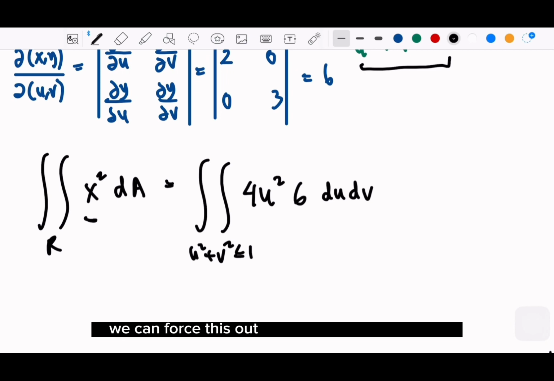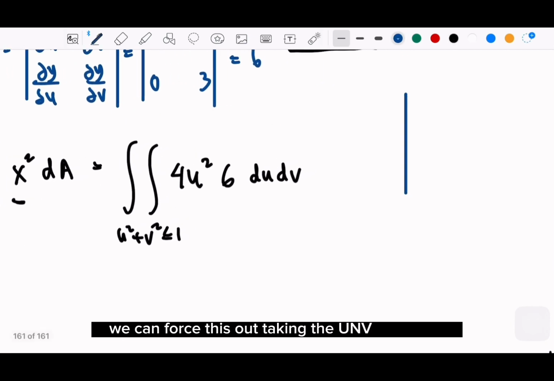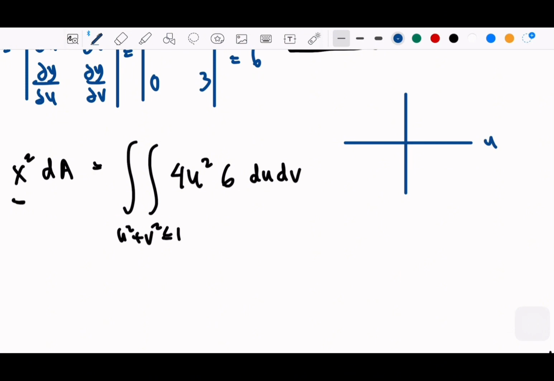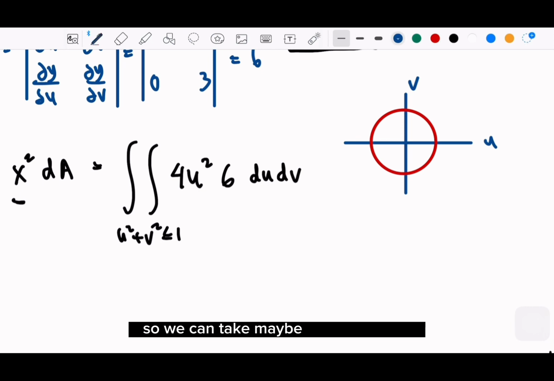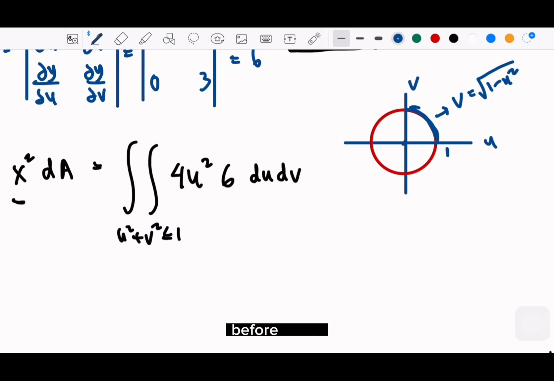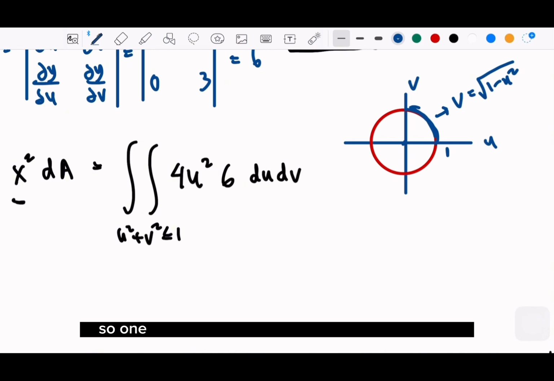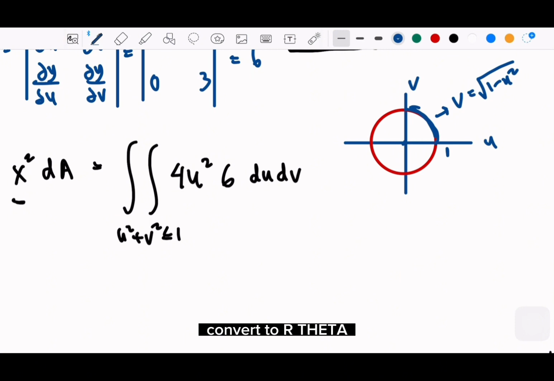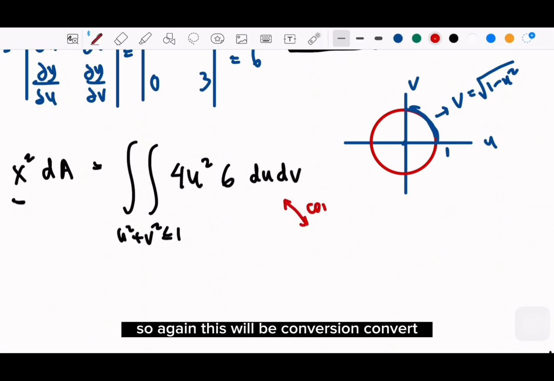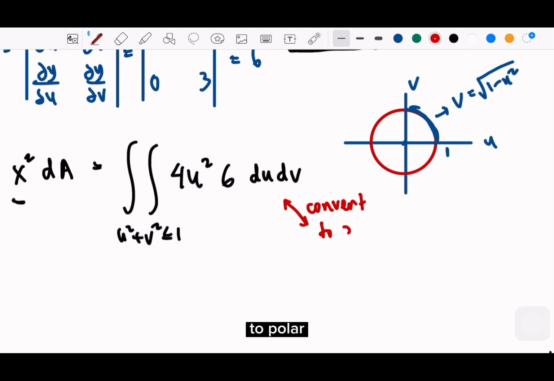We can force this out, taking u and v using this circle like this. So we can take maybe u from 0 to 1, and then v from 0 to this equation here, which is v equal to the square root of 1 minus u squared. But I think this will be a little bit complicated if we force this out. So one possible method is to convert from this uv to r theta. So again, this will be a conversion to polar.